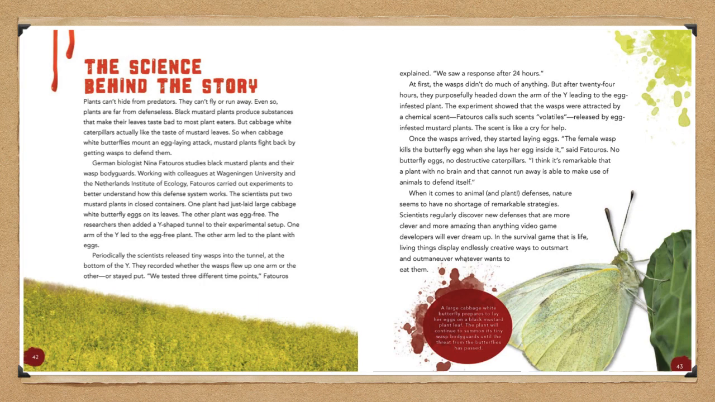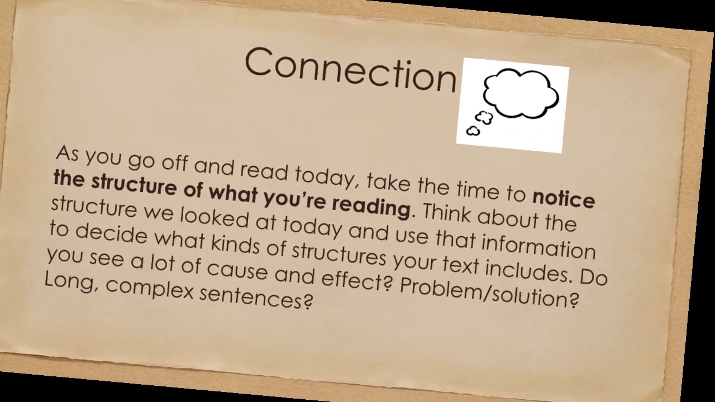Then the next 2.5 paragraphs are chronological. See how it's naming off things that Nina Fatoris did in her experiments, and it's naming them off in order. Now the book goes back to cause and effect, with the 5th paragraph explaining that the wasps lay eggs, the cause, that kill the butterfly eggs, the effect. Then that last paragraph pulls a quick compare and contrast when it looks at nature's strategies versus video games. This is a lot. Very complex, huh?